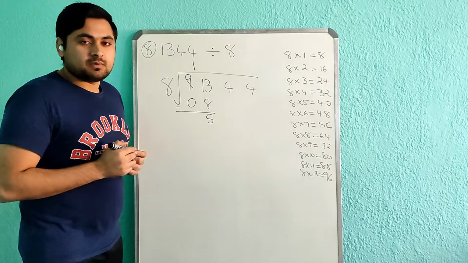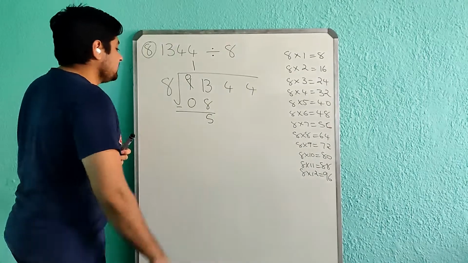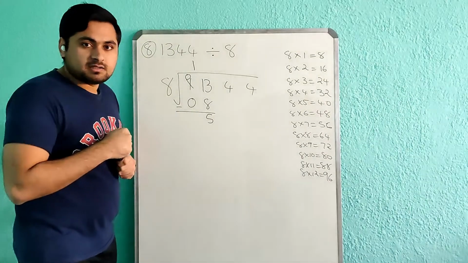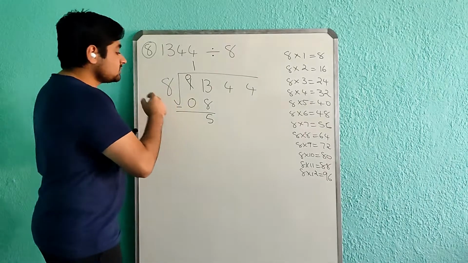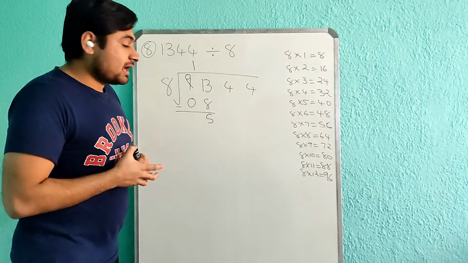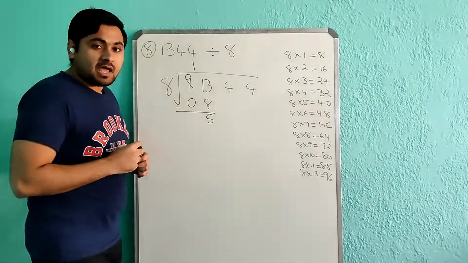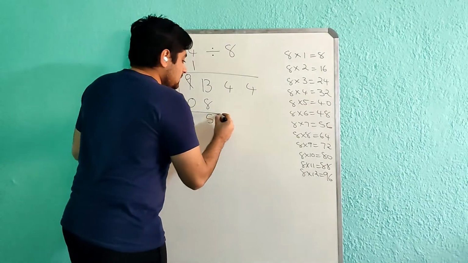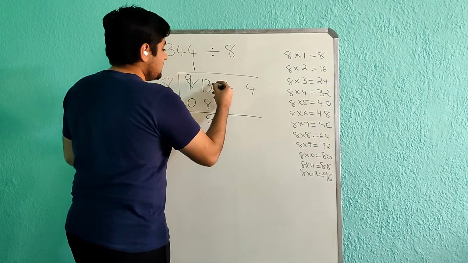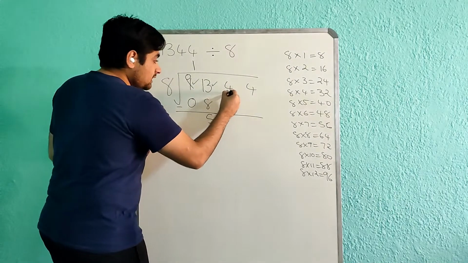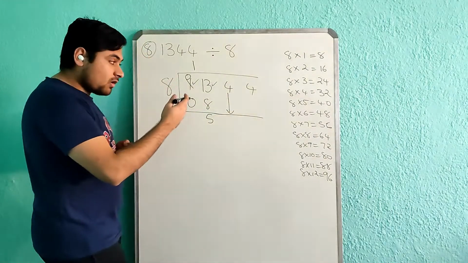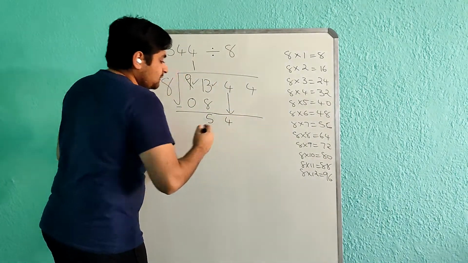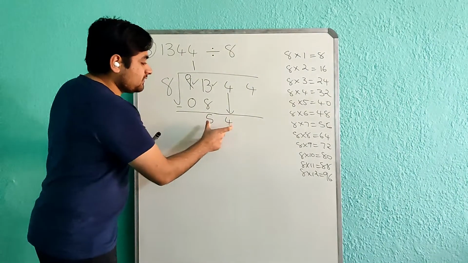What is the first question we ask ourselves? We ask ourselves, does 5 come in the table of 8? You know, 5 does not come in the table of 8, right? Why? Because 5 is smaller than 8. So what do we do? Now that we are done with the first number and the second number, we bring down the next number, which is the 4. So 4 comes down. So now the number becomes 54.